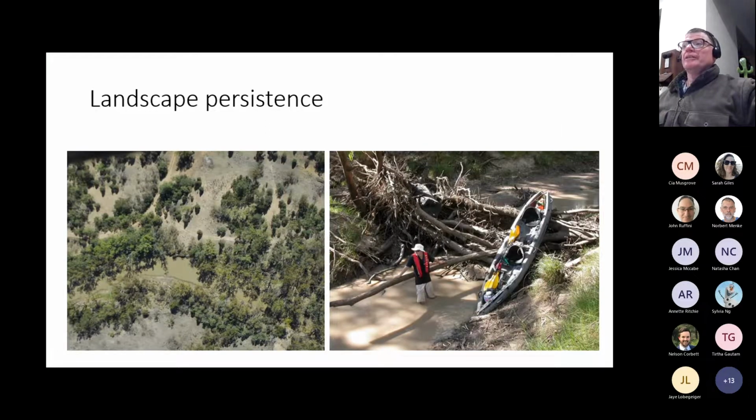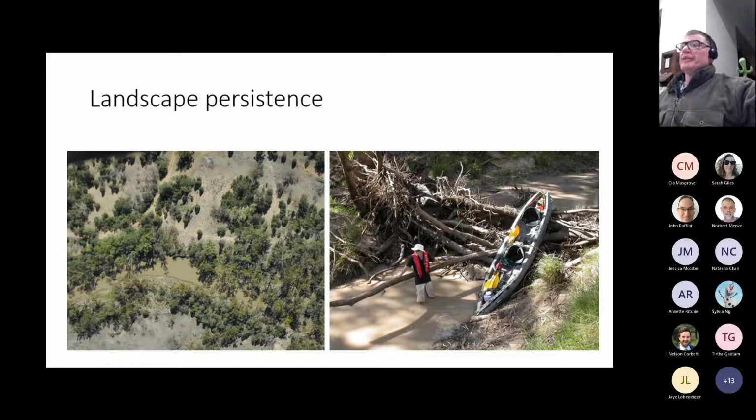So once we know how long waterholes last, and we'll be able to predict that from simple measurements of depth, the next thing we wanted to know is what's the landscape of persistence look like? Are all the deep ones clustered together? Are they spread around? Are there very few deep persistent ones, or are they everywhere?